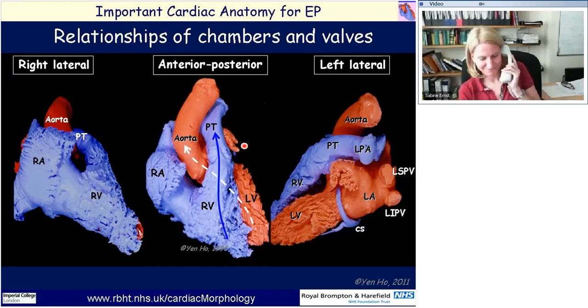Some more pictures this time. Again, anterior-posterior view versus right lateral and left lateral views to emphasize for you that the left part of the heart, left atrium, left ventricle, can be visualized better by looking from the left side of the heart. You see practically nothing of the left heart when you're looking from the right side of the patient.